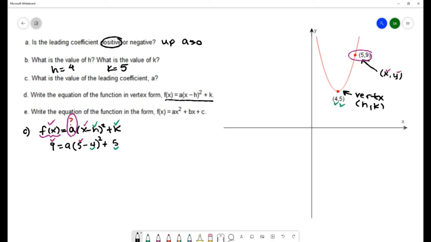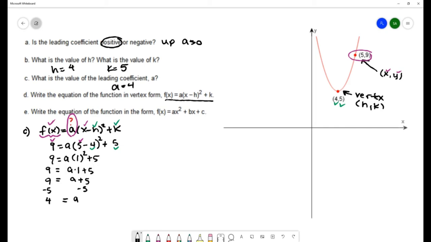So we're going to simplify, and we have 9 = a times (5 - 4), that's a 1, and 1 squared is 1, so we have a times 1 plus 5 on the right, and a times 1 is a, so we have a + 5 on the right, and we can solve for a by subtracting 5. That gives a = 4. So now we know that the value of a, our leading coefficient, is 4.